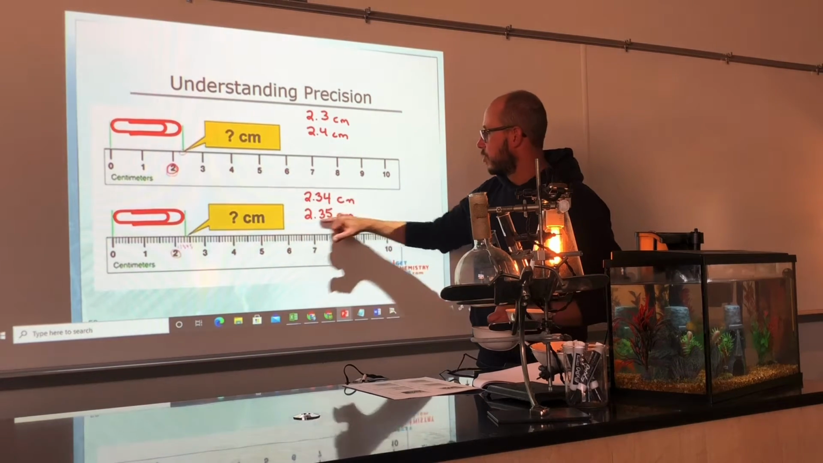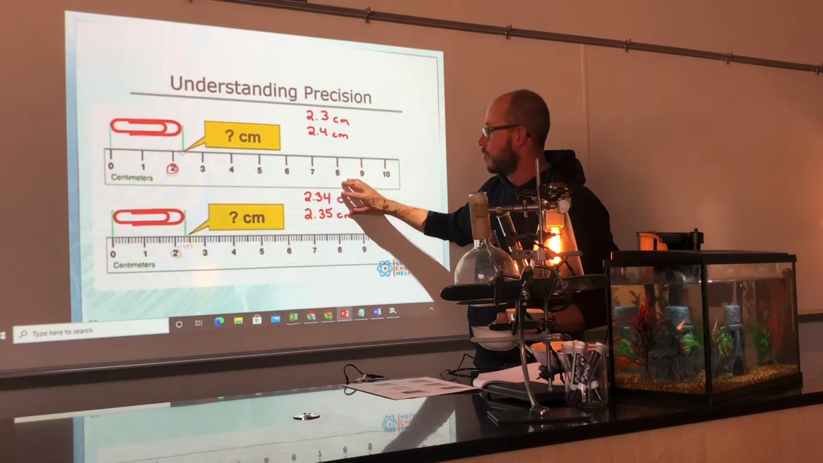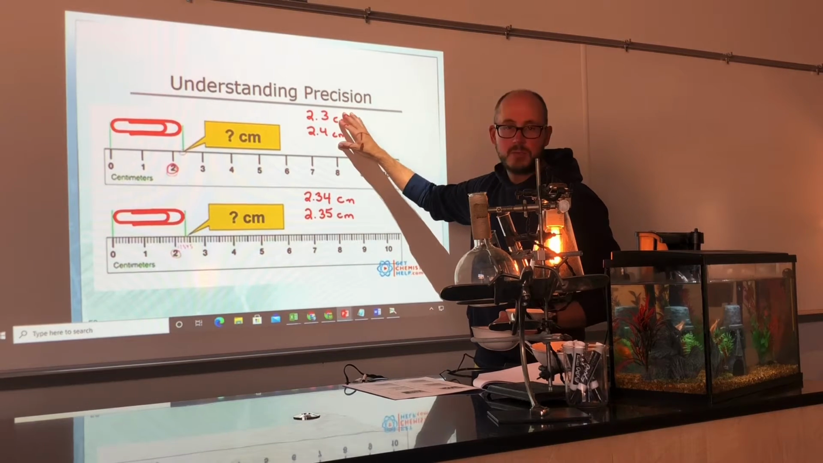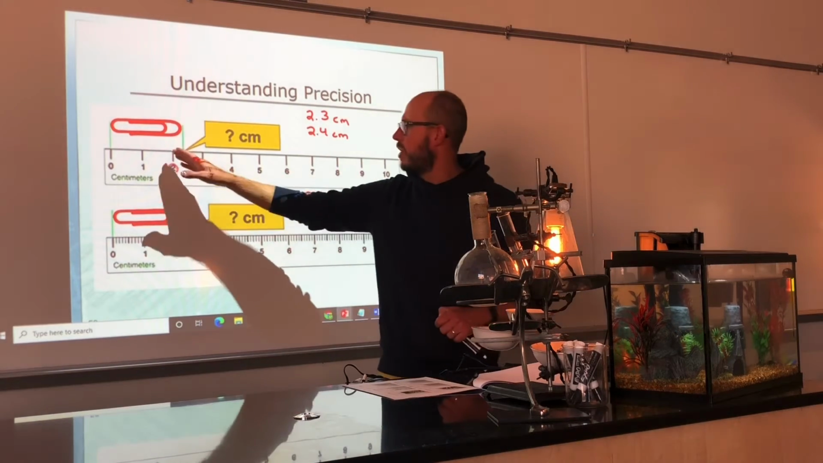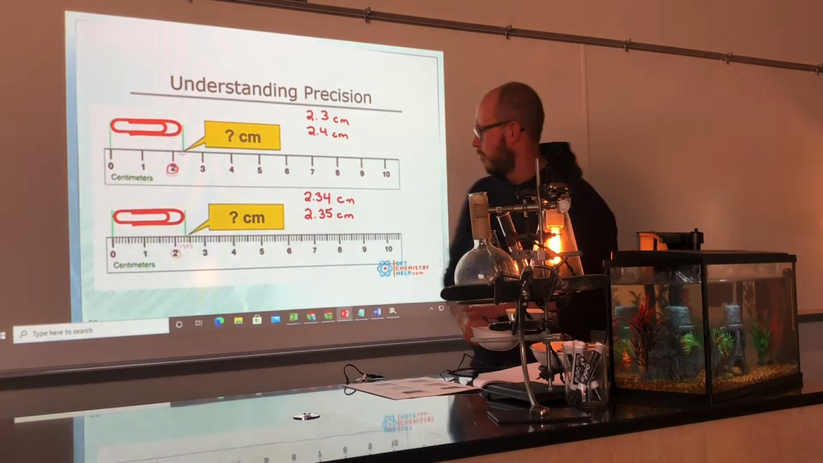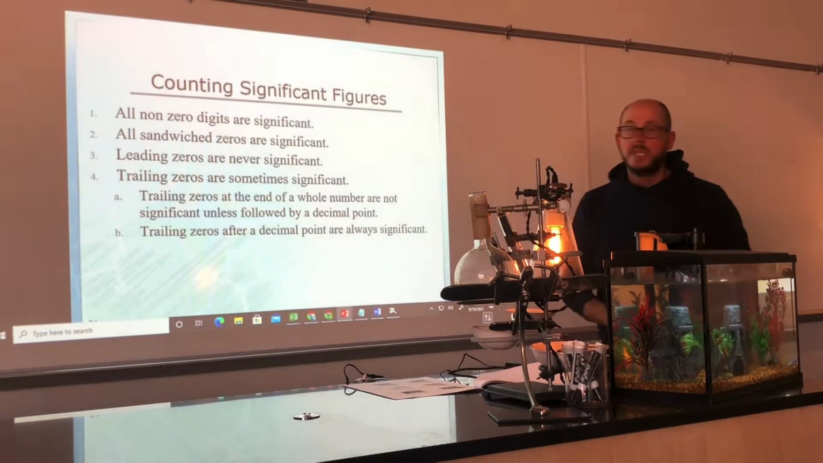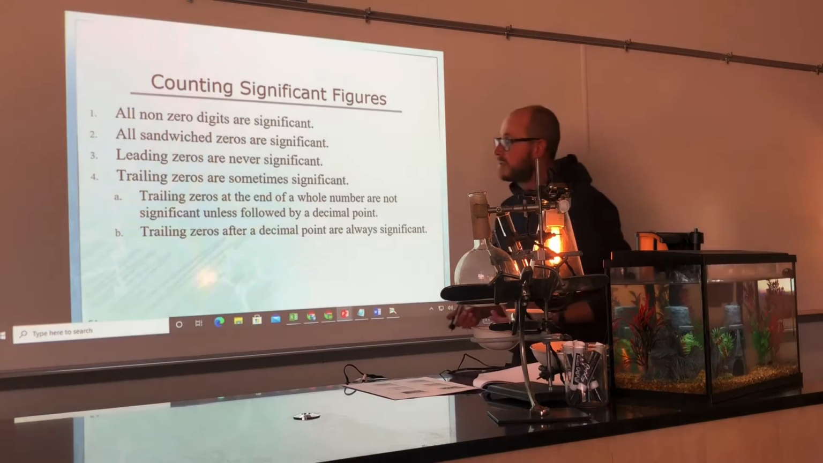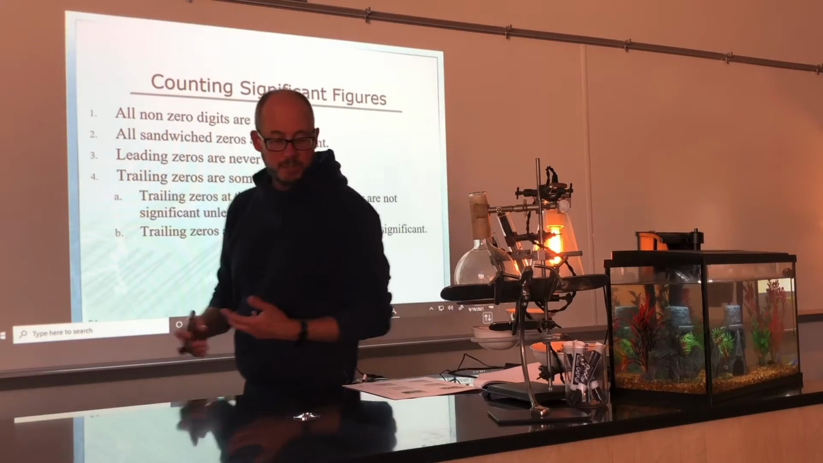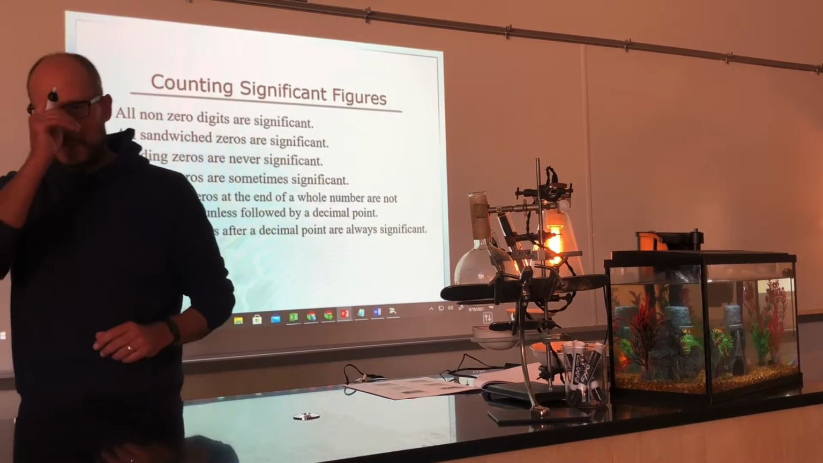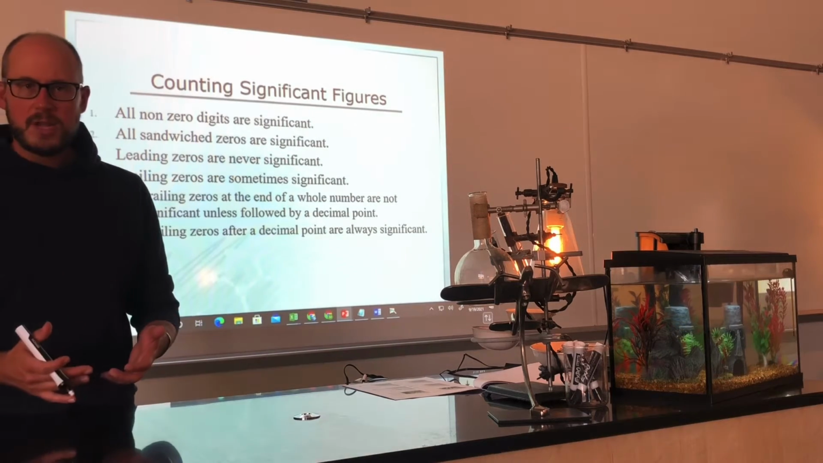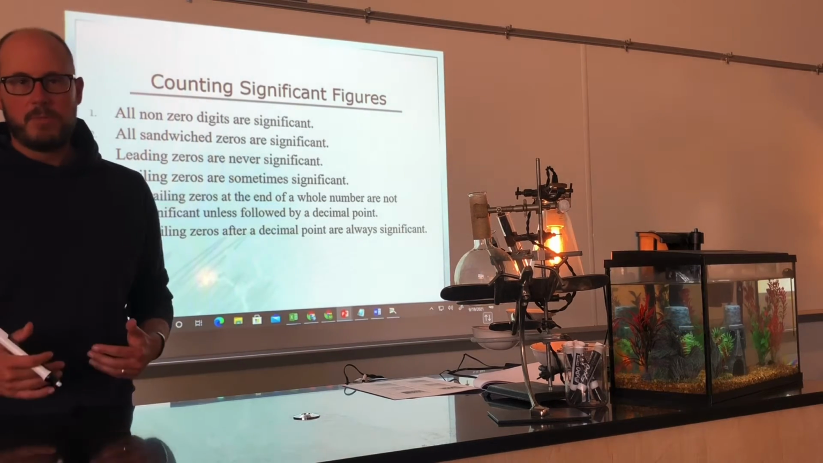This one gives us 3 digits to our measurement, so this is a more precise measurement than this one. Think of it, the more numbers you have in the measurement, the more precise it is. So how do we count significant figures? Well, let's break them into 2 different types of numbers, non-zero numbers and 0.